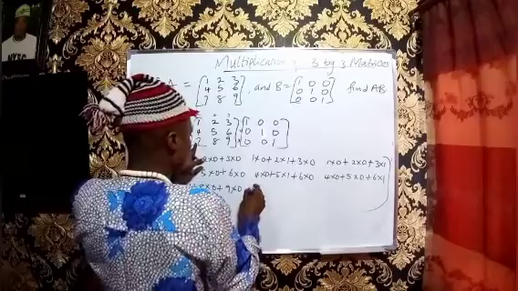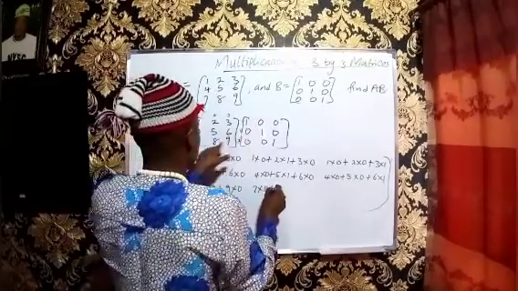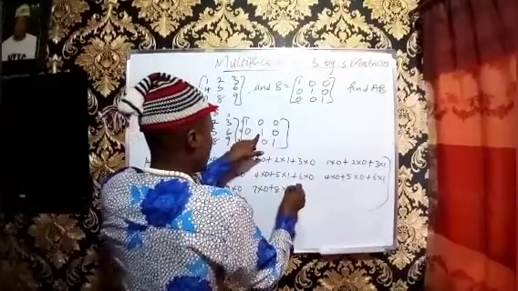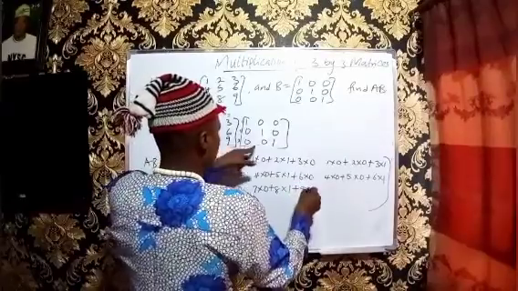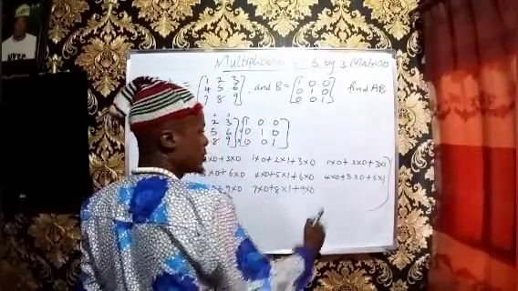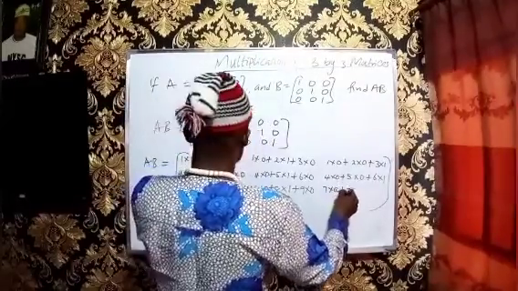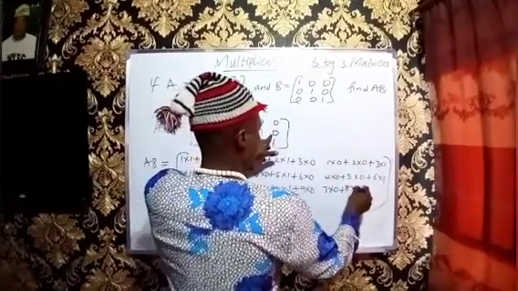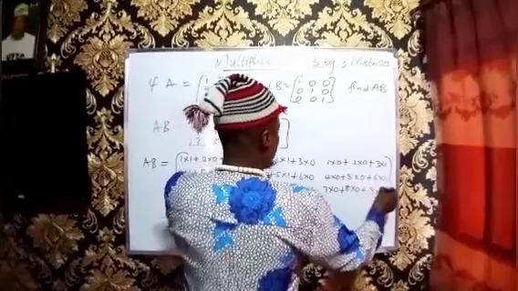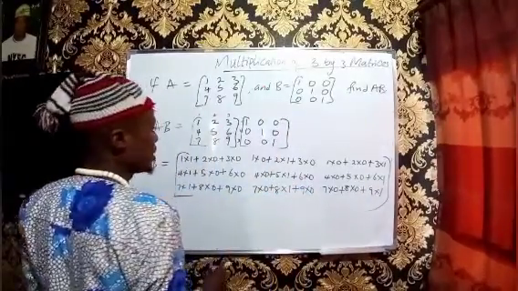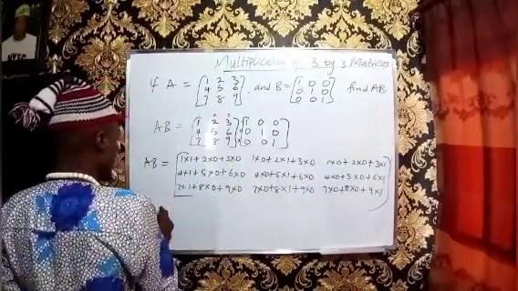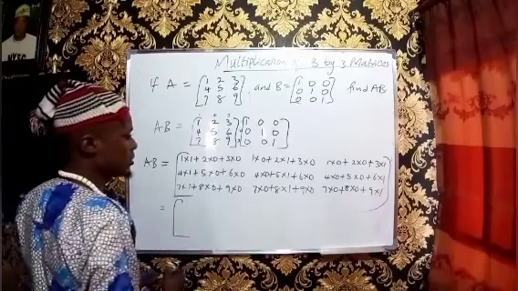Second column, 7 times 0 plus 8 times 1 plus 9 times 0. You give a space, do the same thing down here. You have 7 times 0 plus 8 times 0 plus 9 times 1. So you see how we got all these numbers. Then at the end of the day, you have to add up.